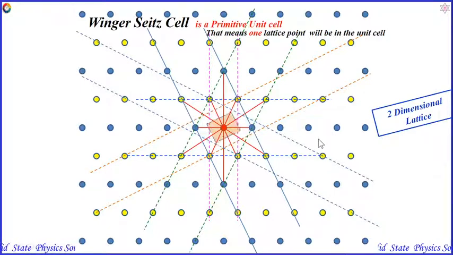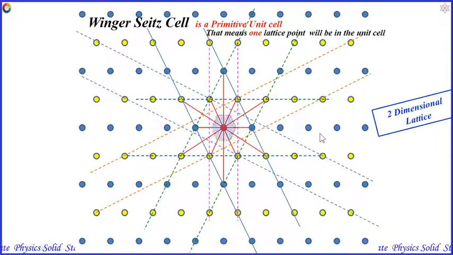Then if we consider this area, we can find one lattice point here at the middle and others are at the side, so it should not be considered. Then if we consider this rectangle, also one is at the center and others are at the side, so more than one lattice point, and it should not be considered.